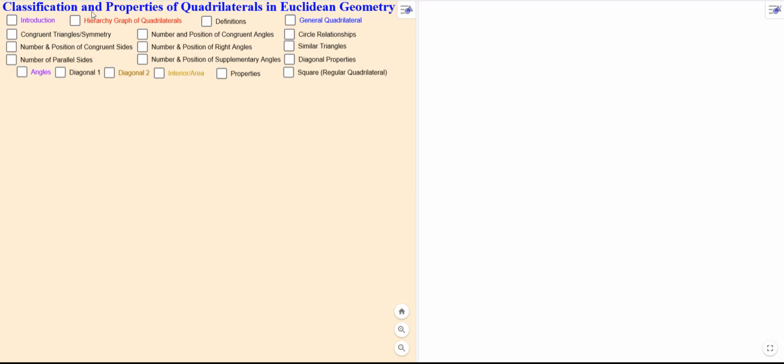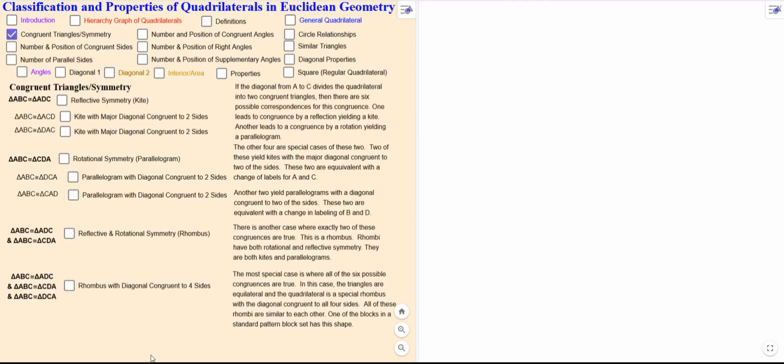I'm going to be using my classification and properties of quadrilaterals GeoGebra app that I have here. Remember earlier, a couple playlists back, we looked at what happens when we have a quadrilateral and you draw one of the diagonals and you get some congruent triangles. And we found that that's a couple basic categories.